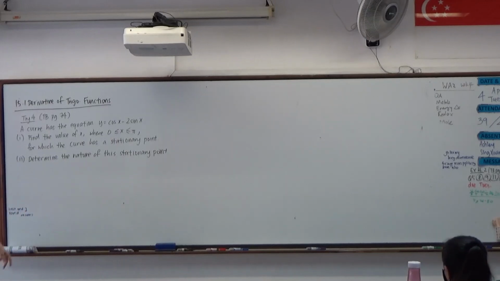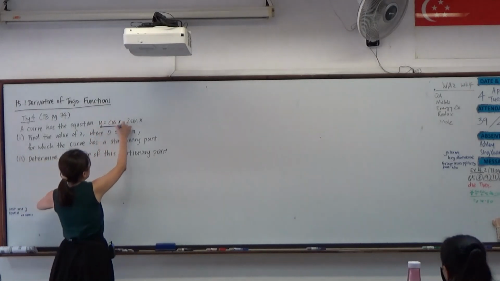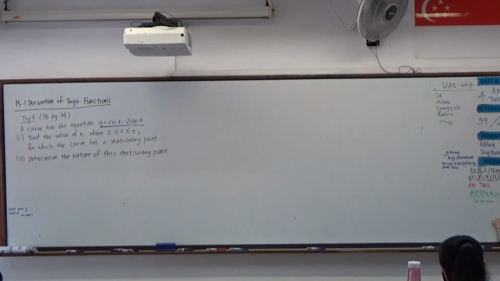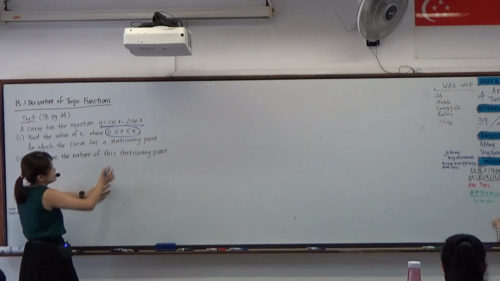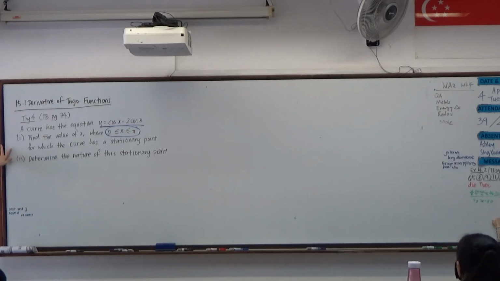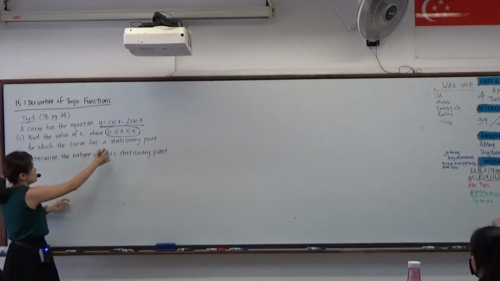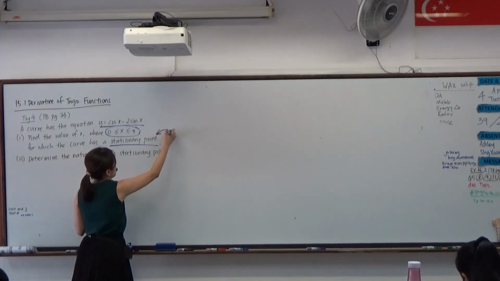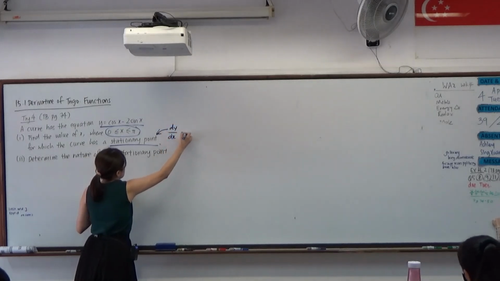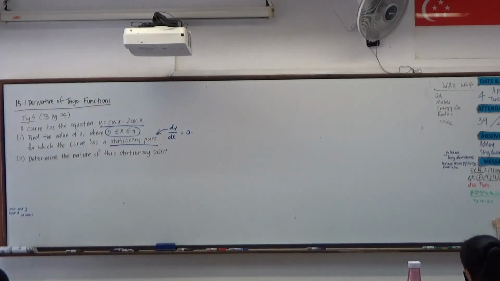Okay, so try 4, it says that a curve has this particular equation y equals to cosine x minus 2 sine x. Part I requires us to find the value of x such that x falls within this interval here, and for which the curve has a stationary point. So this will mean that our dy over dx must be equals to 0. That will help us in terms of finding that value of x.